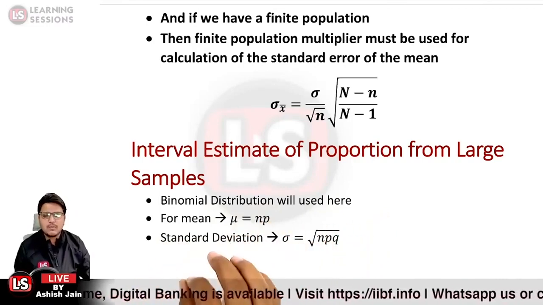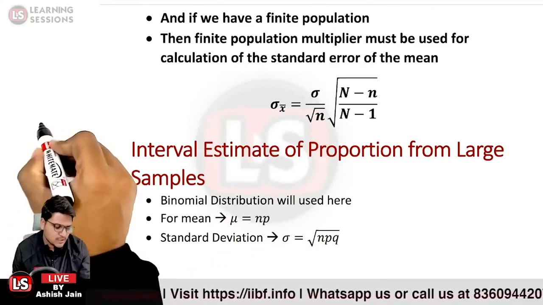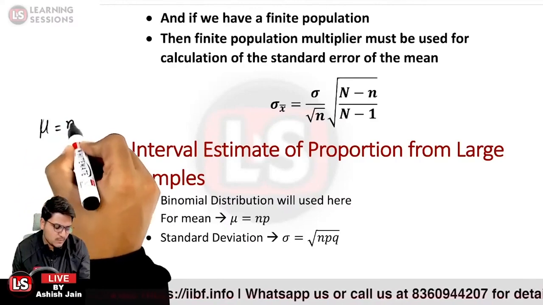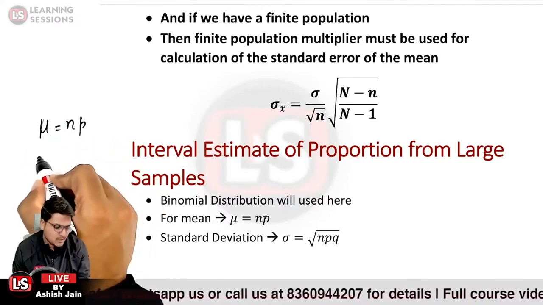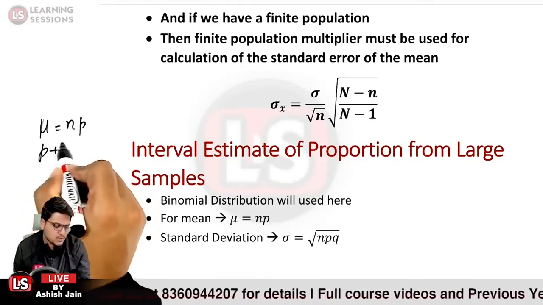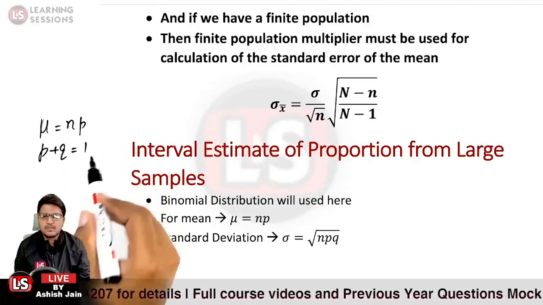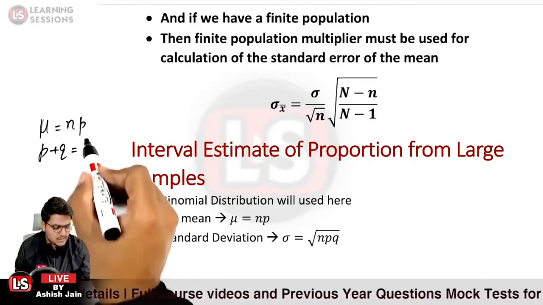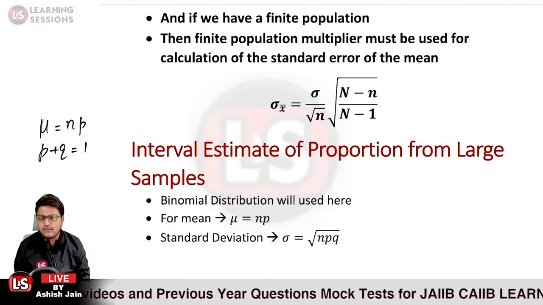And you just need to remember a few formulas that are related to mu is equal to NP first of all. It is related to mu is equal to NP. And further, total probability is equal to what? It is equal to 1. So we can say P plus Q is equal to 1. P is related to what? P is related to the success events over here, and Q is related to what? Q is related to the failure events over there.